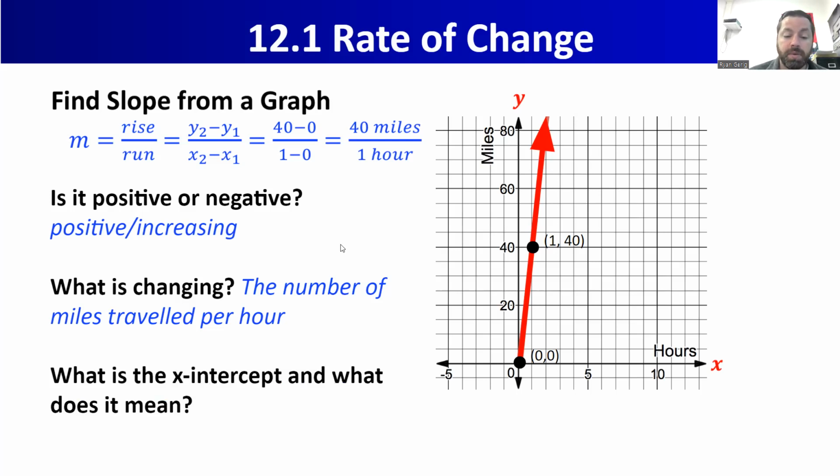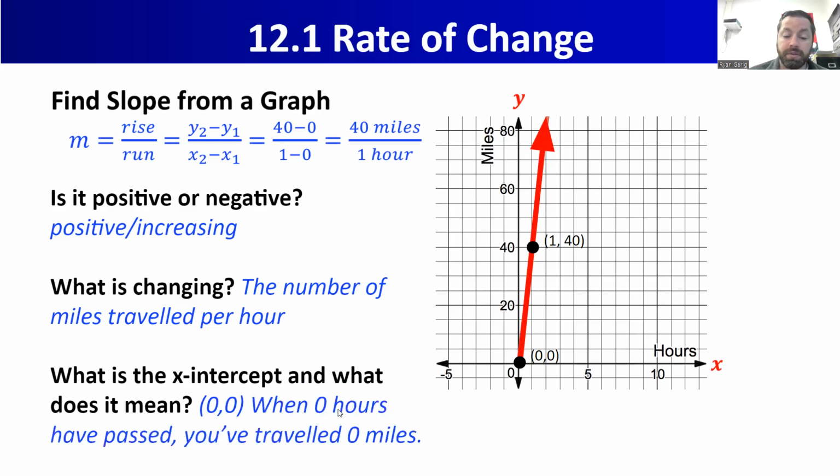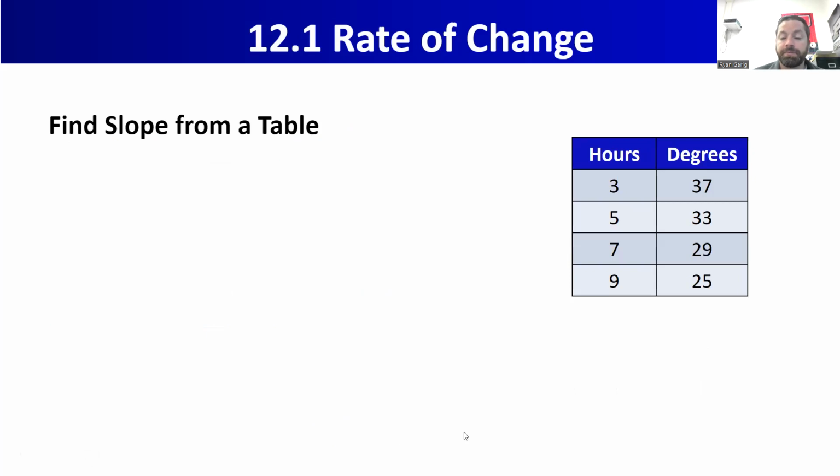What is the x-intercept and what does it mean? It's where it crosses the x-axis, right? So the x-intercept crosses at 0. What does that mean? It means when you have traveled for no time, when 0 hours have passed, you've traveled nowhere, 0 miles. Let's take a look at another example from a table.